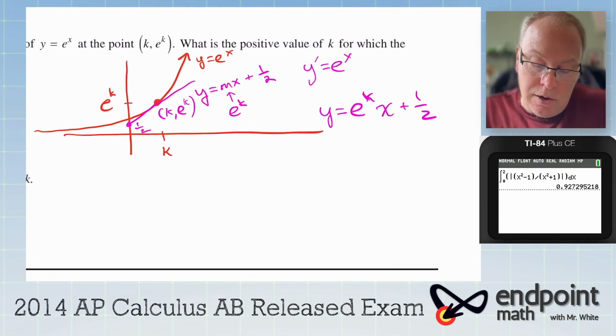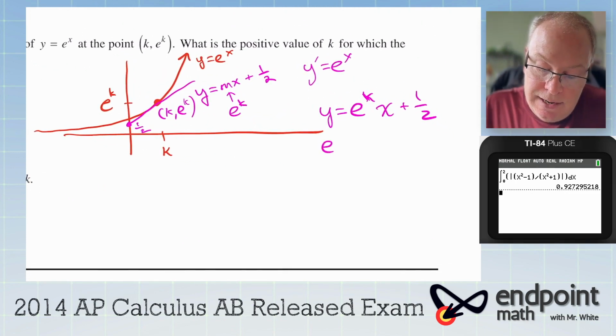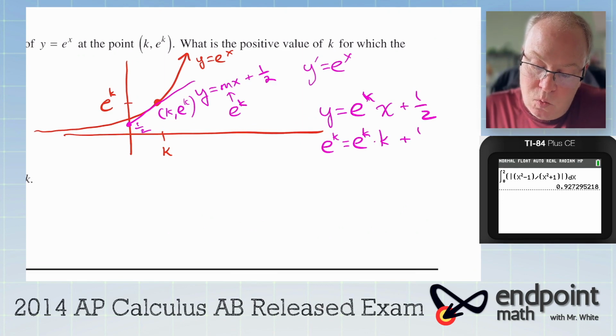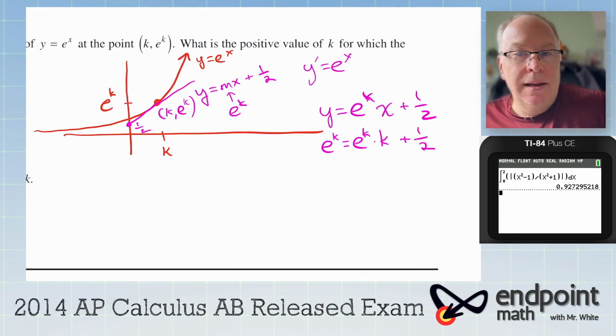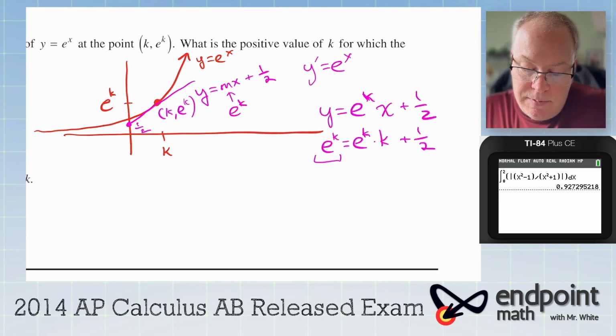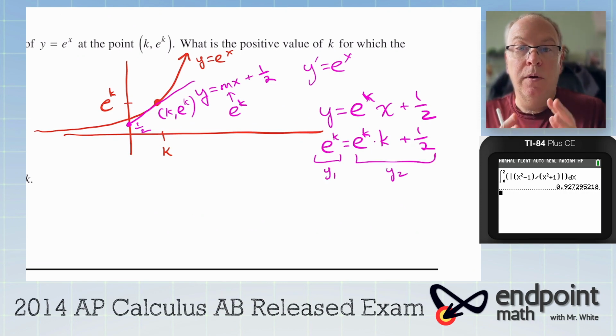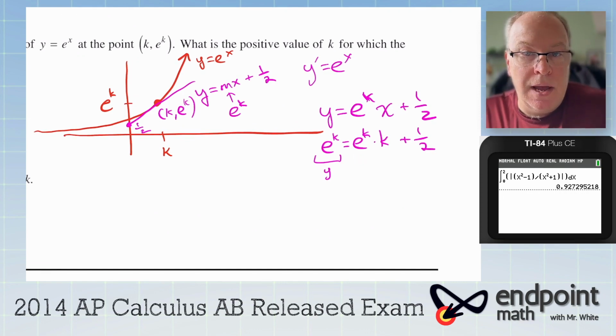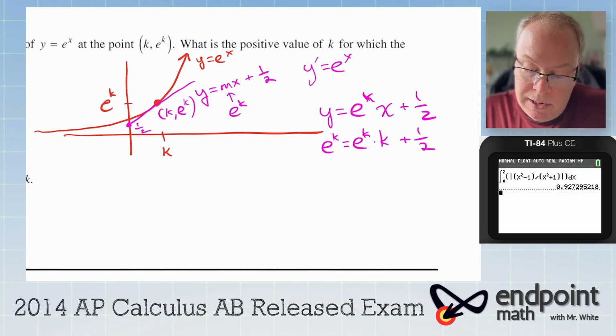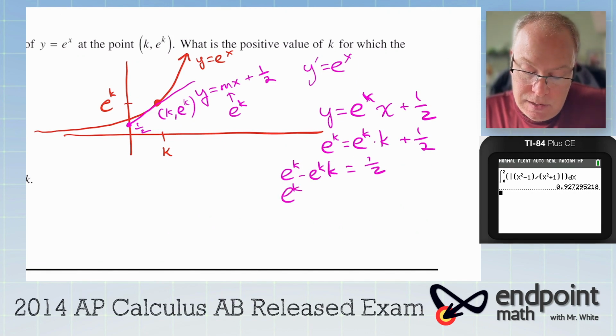So let me zoom in a little bit here for you so you can see better. So this would be e to the k over there equals e to the k times k plus 1/2. Now, personally, I would do just a pinch of algebra at this point, but you could go to your calculator and type this in as y1 and this is y2 and find where they equal. But before I do that, I'm just going to change it a little bit because I think it might save me a little more time. So e to the k minus e to the k times k equals 1/2. I then factor out an e to the k, and I get 1 minus k equals 1/2.